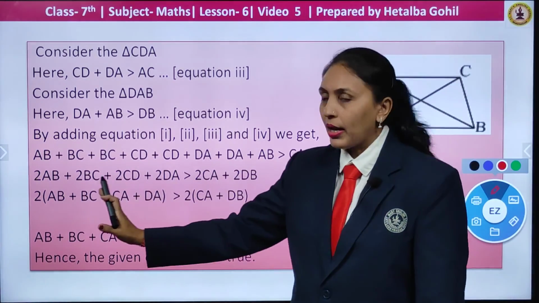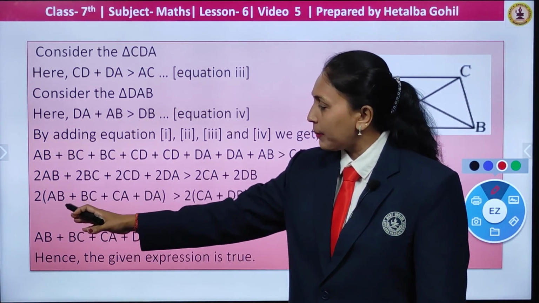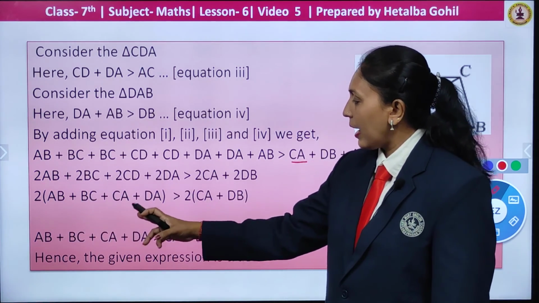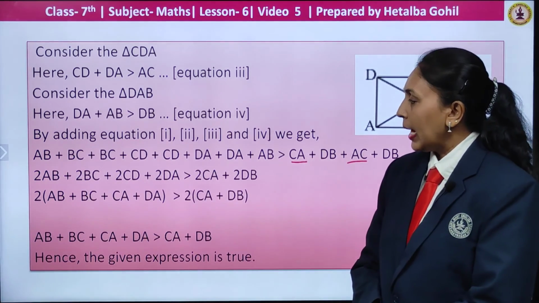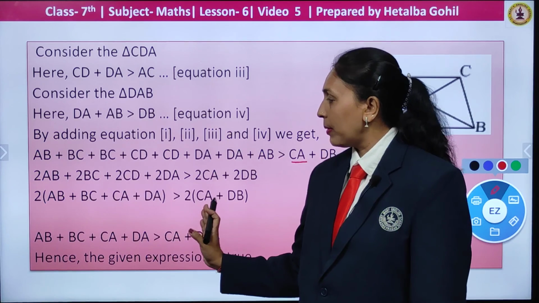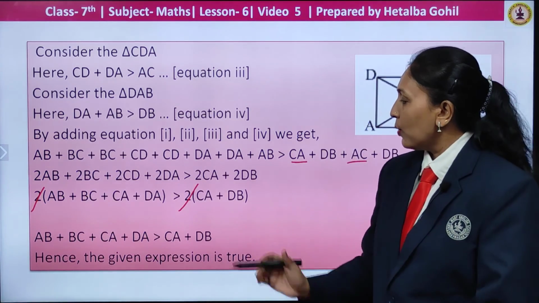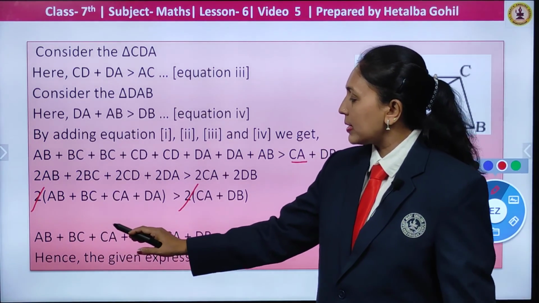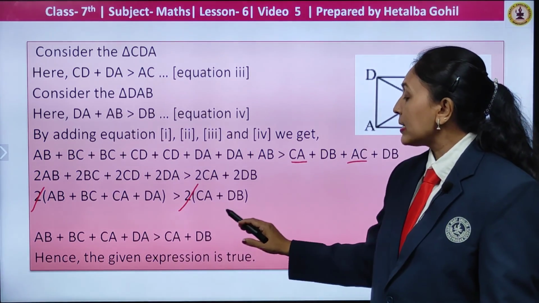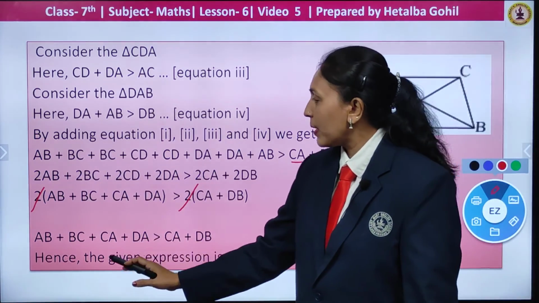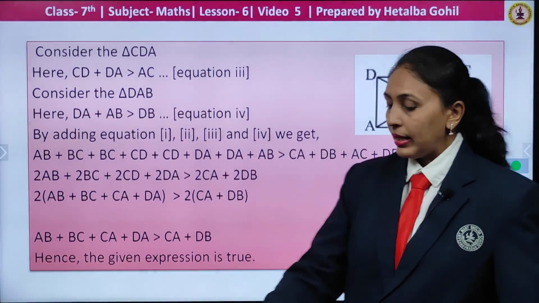Now taking 2 common out from both the sides, children, you can see 2 is outside the bracket, in the bracket we have AB, BC, CA and DA in addition, which is greater than 2 times CA plus DB. Now children, whenever you have a common factor outside the bracket on both sides, you can drop it, cancelling 2 on both sides. What is left? AB plus BC plus CA plus DA greater than CA plus DB. So the given expression that was given to us in the question we have proved with the help of the property that we have learned.